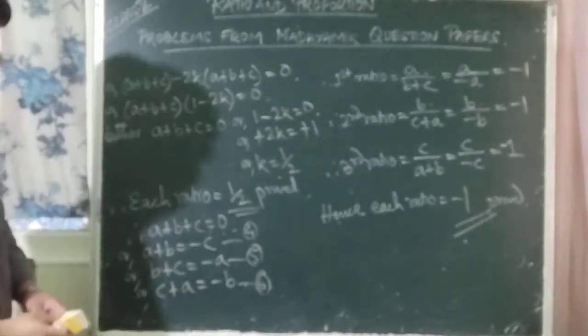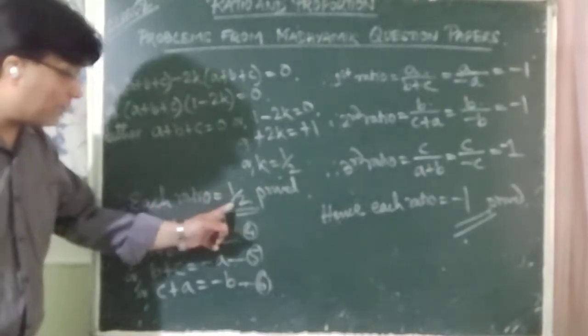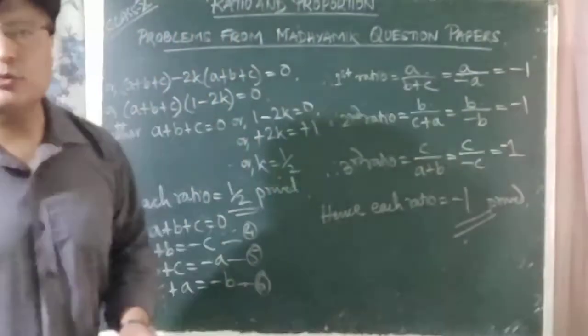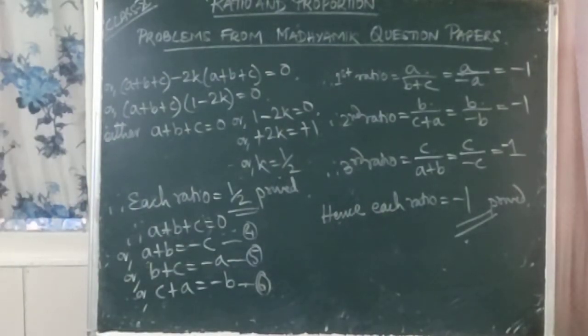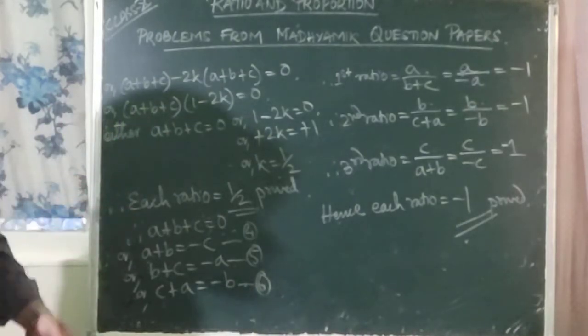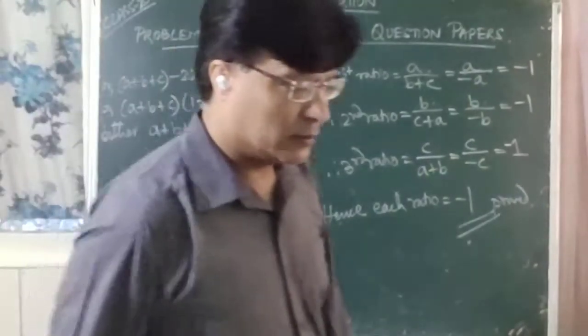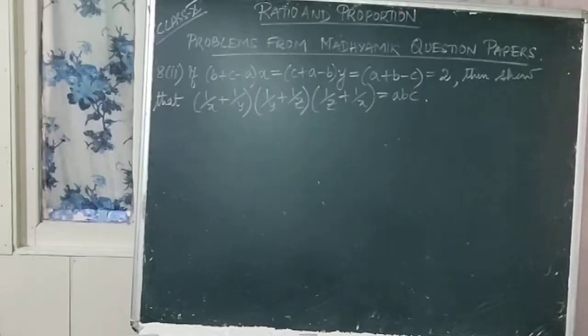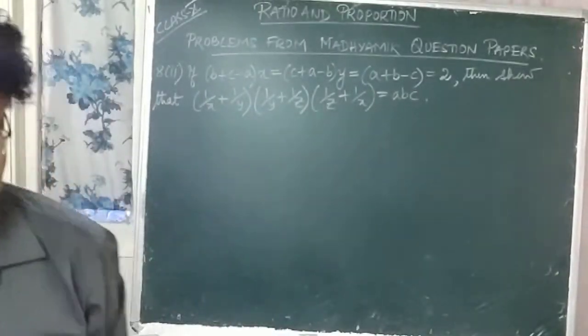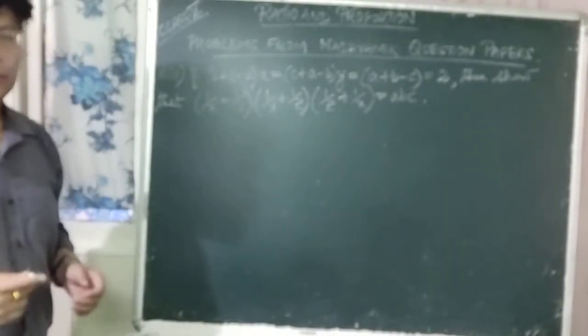So that means we have proved that either each ratio is equal to half or each ratio is equal to minus 1. Is that clear now? So this is the answer. So we'll do the next question from the same question paper, that is Madhyamik Pariksha 2017, question number 8, number 2.